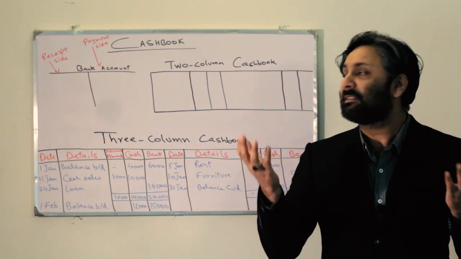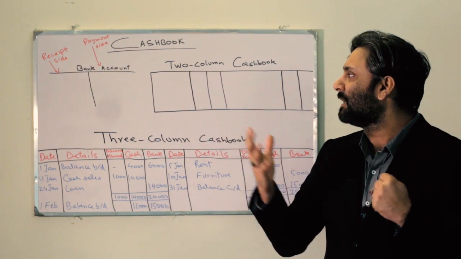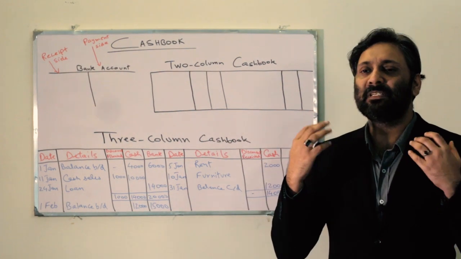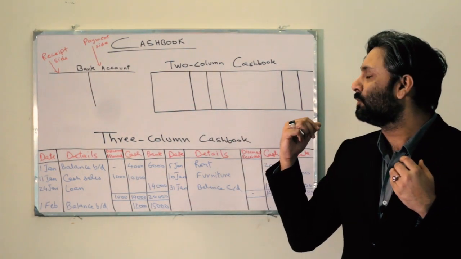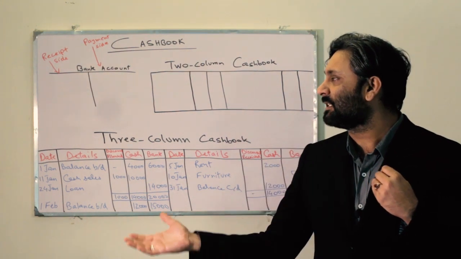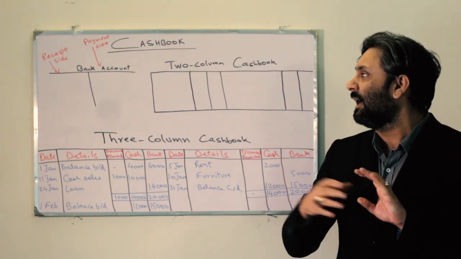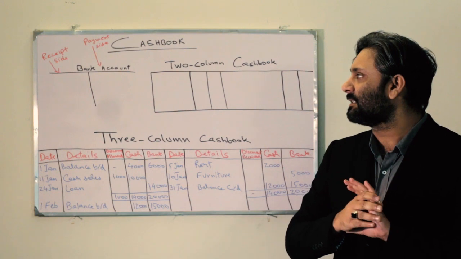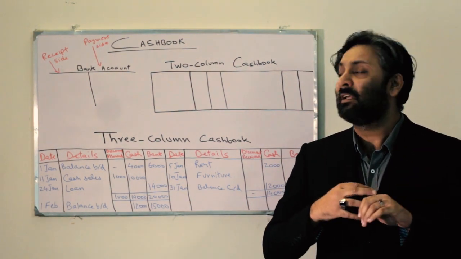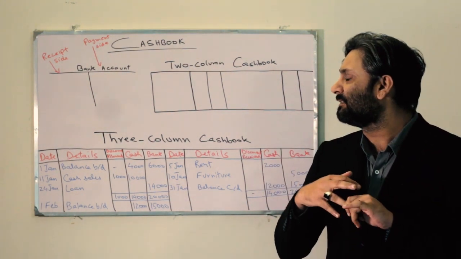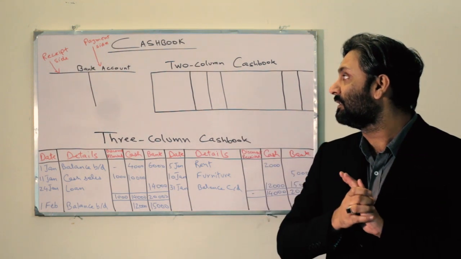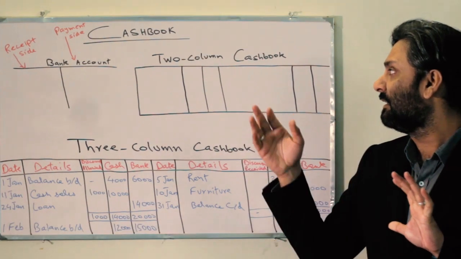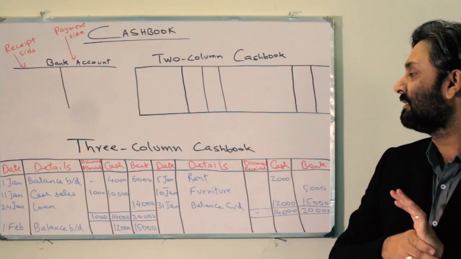So all the receipts that are going to be received by the business, all the money that is going to be received by the business, is going to be put on the debit side because the assets are increasing, and on the credit side all the payments are going to be made because the money is now going out and the assets are decreasing. There is a two column cash book, and then there is a three column cash book.